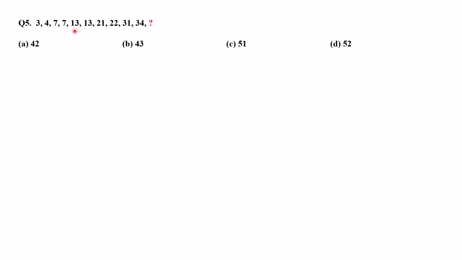Now question number 5, here you have to complete the series. If you observe here carefully, this series is made up of two series, isn't it? One is 3, 7, 13, 21, 31, and after 31 what will come, that you have to find. Another series is 4, 7, 13, 22 and 34, isn't it? But what we have to find is what comes after 31, so this one. One series is 3, 7, 13, 21, 31, and next what will come, that you have to find.